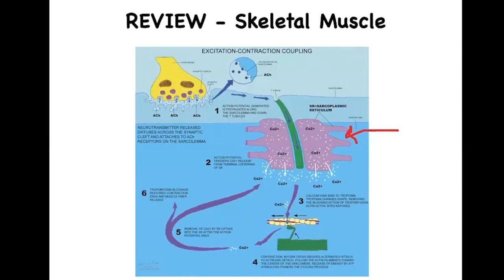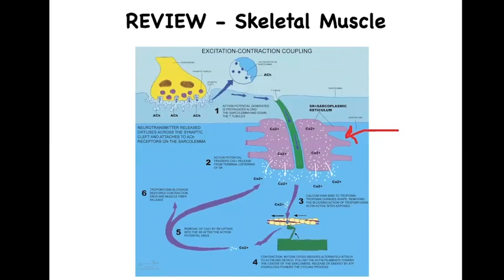And this is going to cause a motor end plate potential, and the sarcolemma, or the plasma membrane, will be depolarized. If it's depolarized to threshold, you're going to have an action potential. So this is what we have here. The action potential travels along the sarcolemma, down T-tubules, and these are the green structures.